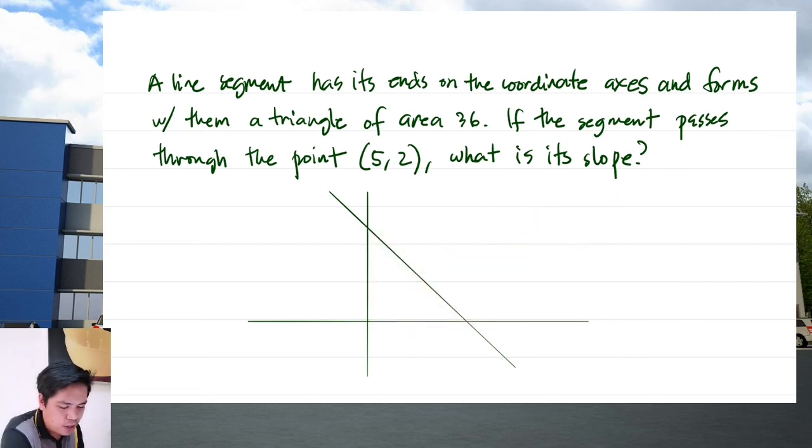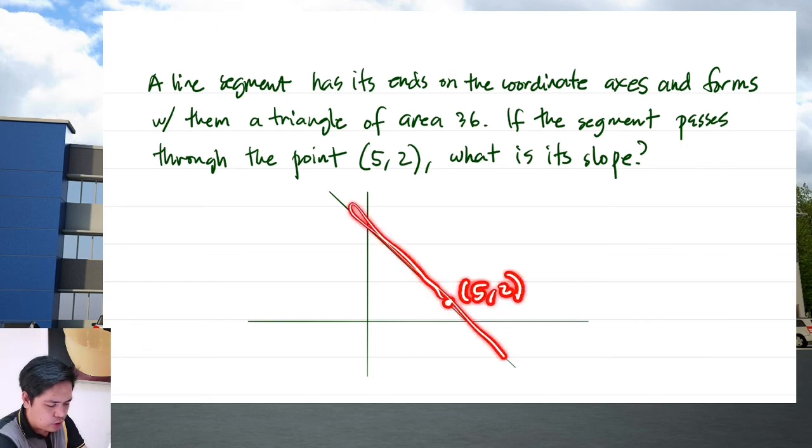If the segment passes through the point 5, 2, so it passes through a point 5, 2. So let's say 5, 2 is around here. It passes through here. What is its slope? So what is the slope of this line?